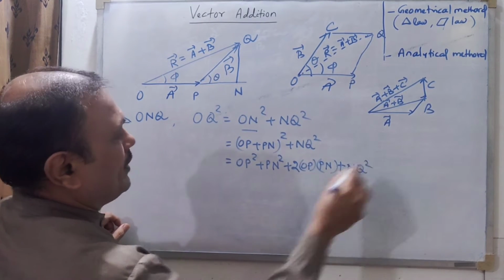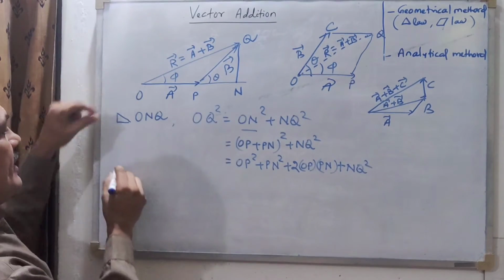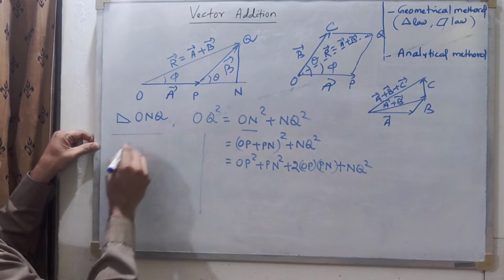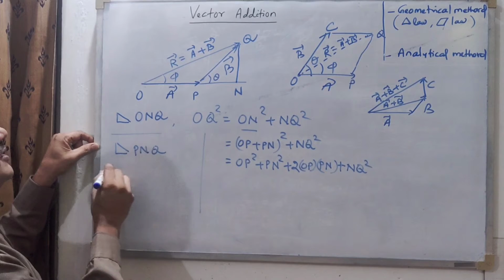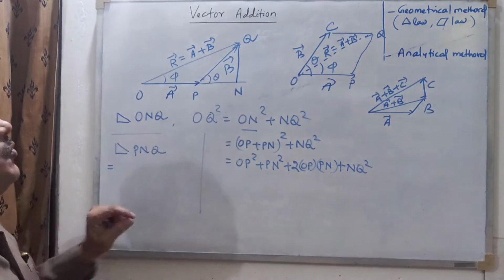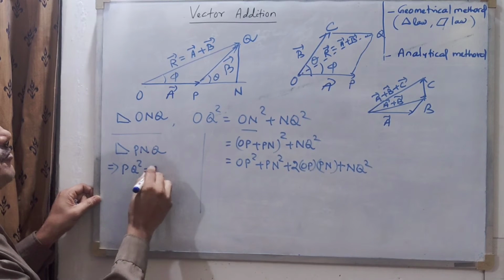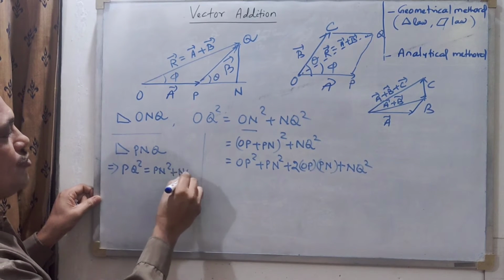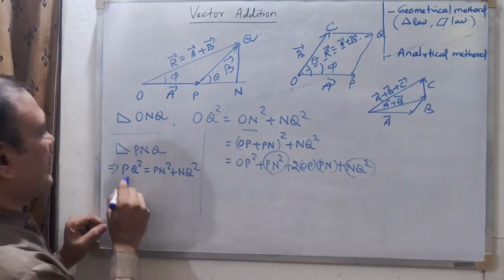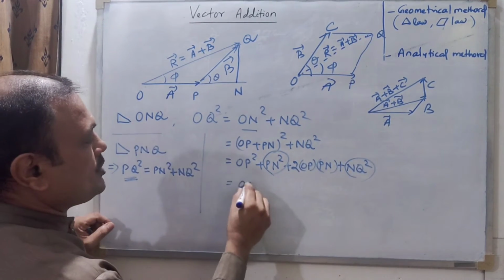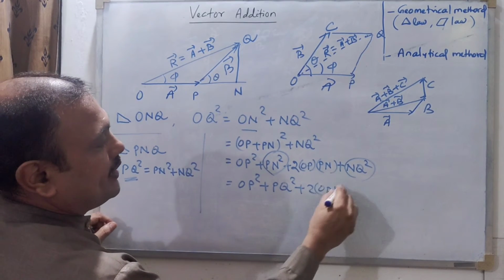plus NQ square. Now if I carefully mark, in the right-angled triangle PNQ, here I can have PQ square is equal to PN square plus NQ square. So in place of PN square and NQ square, I can write PQ square. So OP square plus PQ square plus 2 OP and PN.